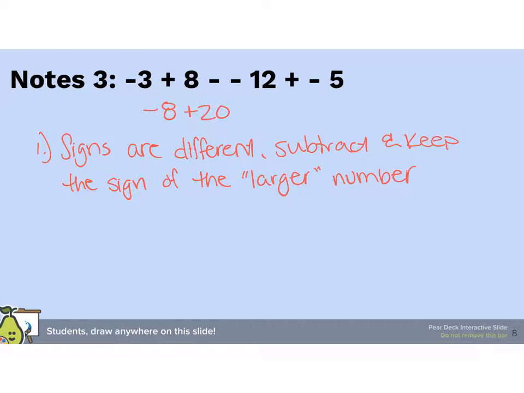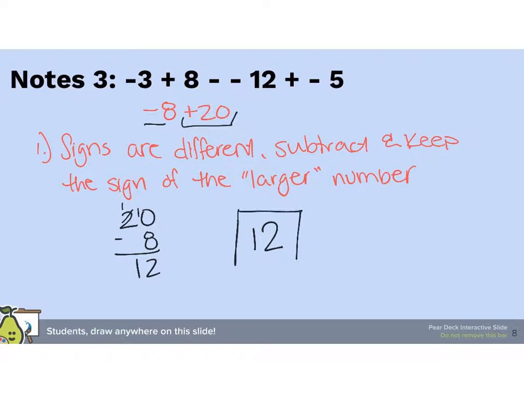So I have a -8 and a +20, so I need to subtract. You always subtract with the larger number on top. 20 minus 8 is 12. So now I need to figure out, did I have more positives or negatives? Well, I only had 8 negatives and I had 20 positives. So the answer is +12. You don't write the plus in front of it.